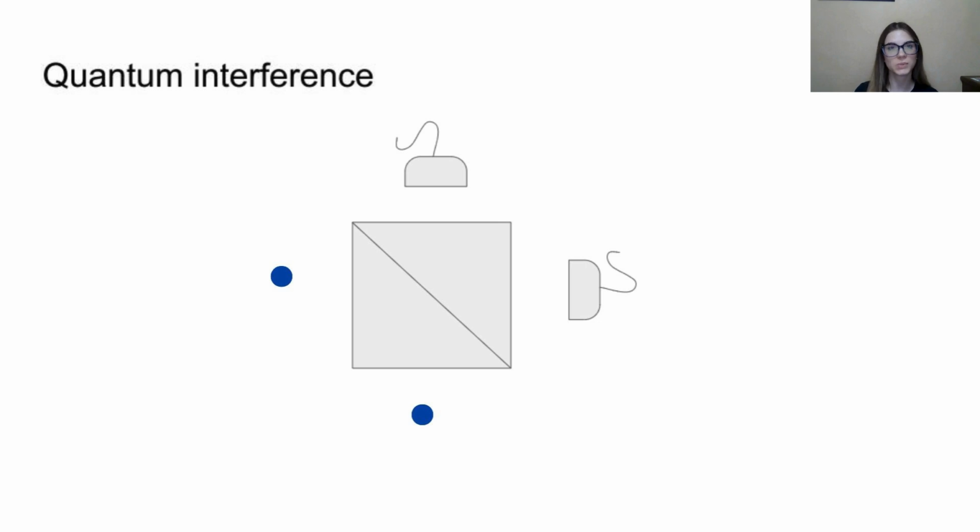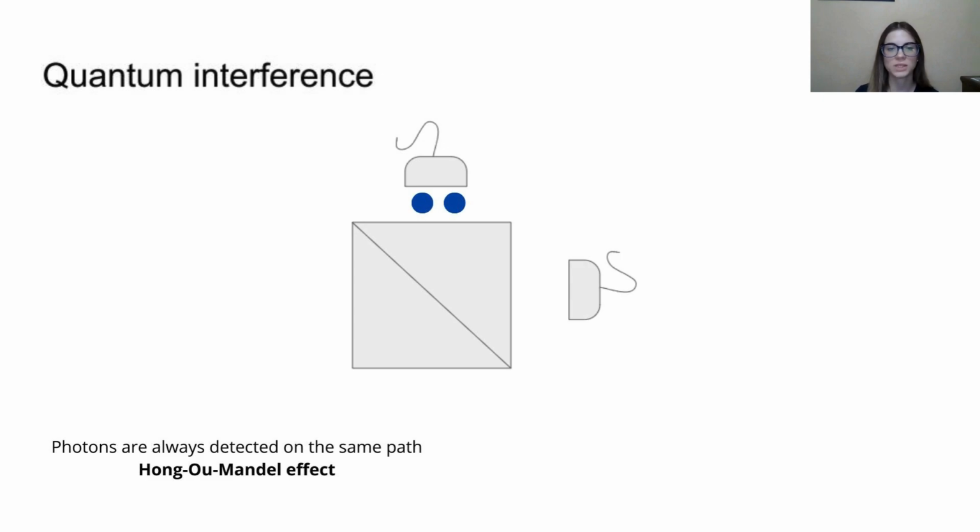In boson sampling, the distribution of photons across detectors is determined by quantum interference, making it exponentially more complex to predict compared to the classical Galton board. An example of quantum interference happens when two indistinguishable photons meet at a beam splitter. If we run the experiment, they can either go one way or another. So photons are always detected on the same path. This is called the Hong-Ou-Mandel effect.